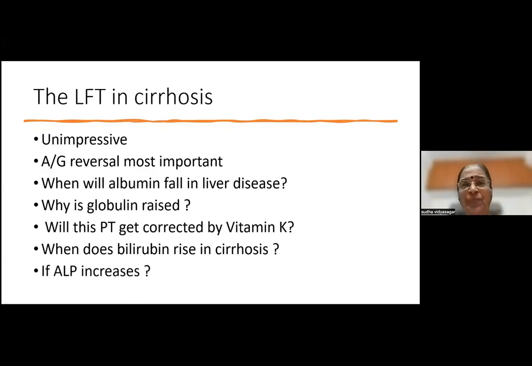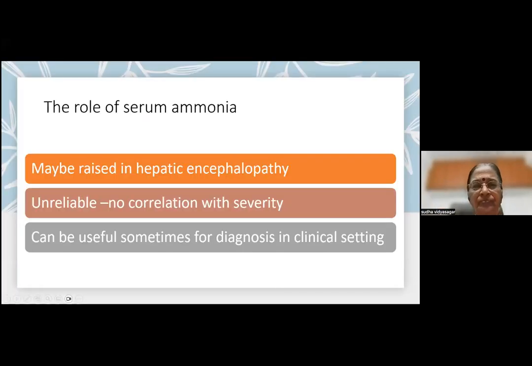If ALP increases in a cirrhosis, what would you think of? HCC, correct. You would think of a HCC, right? So if a bilirubin increases very much, the liver enlarges, patient becomes sick, ascites increases, and then the ALP also goes up, think of a HCC, okay? So remember these things in a cirrhosis.